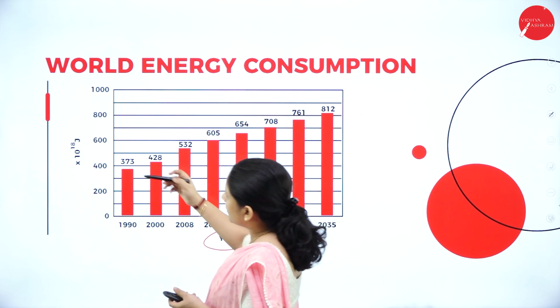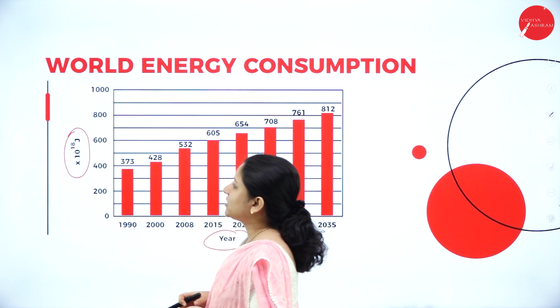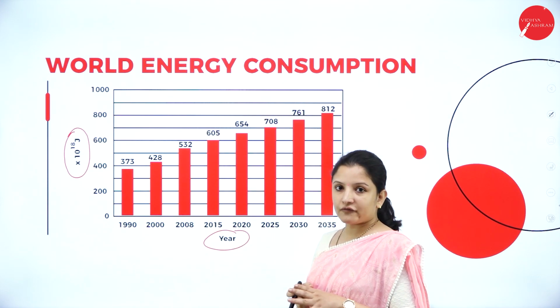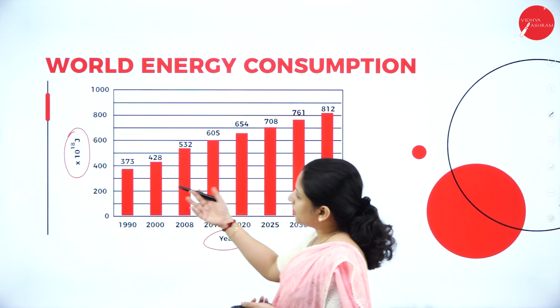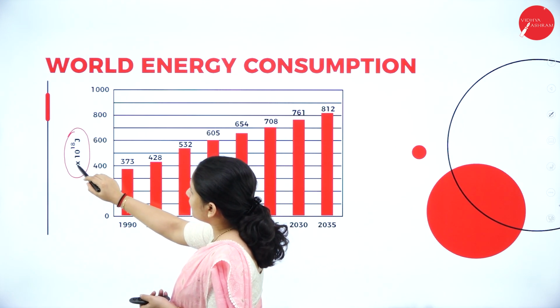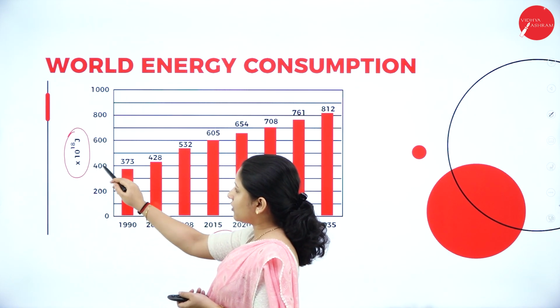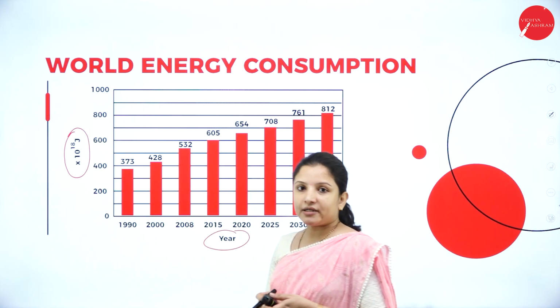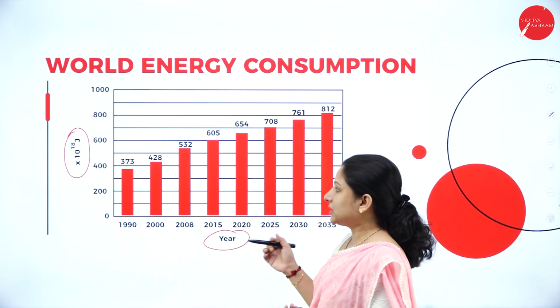So they have given here the amount of energy, that is something into 10 to the power 18 joules. Joules is the unit of energy. It is used to measure energy. So it is 0 into 10 to the power 18 joules, 200 into 10 to the power 18 joules, 400 into 10 to the power 18 joules. That is what is meant there.